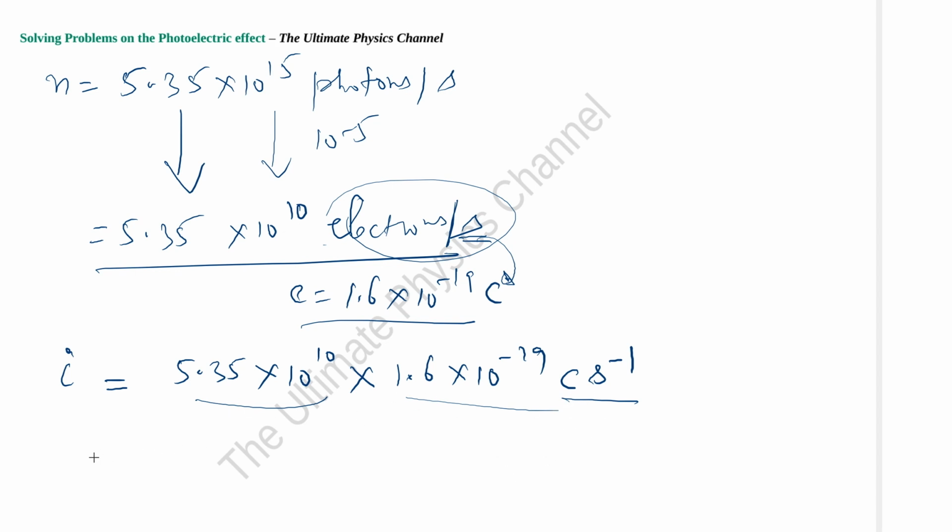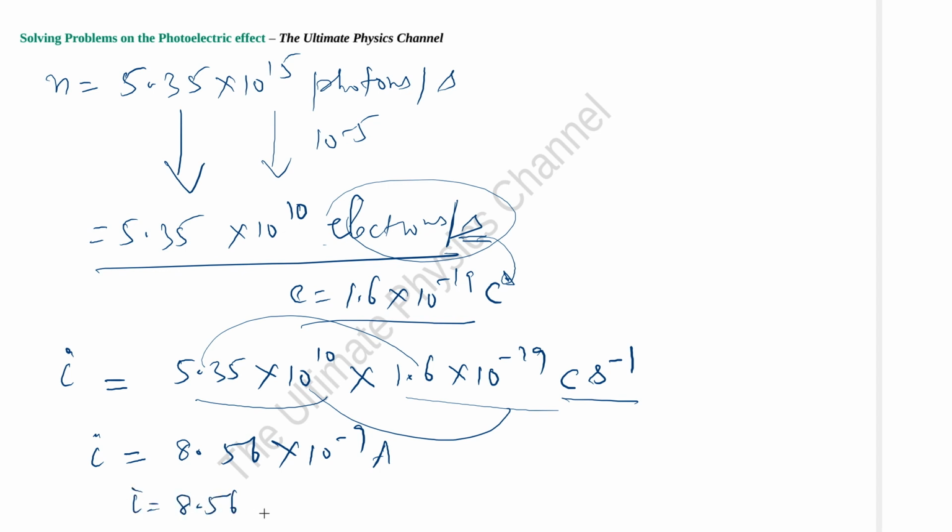So if you work out these numbers, we get current is equal to 8.56 times 10 power minus 9 amperes, right? So i is equal to 8.56 nanoampere, right? Nanoampere, you can say. That is the small current that we normally typically measure in photoelectric effect experiments, right?